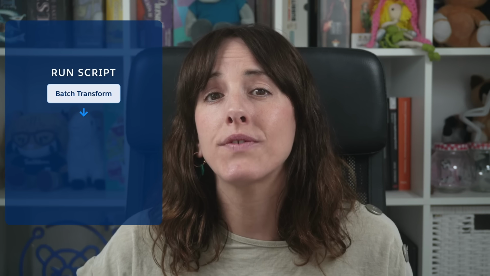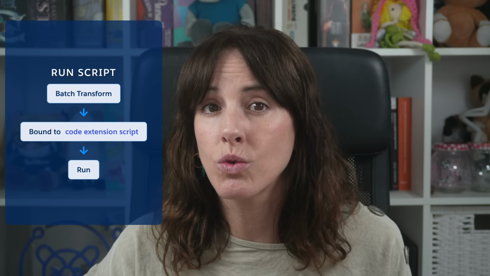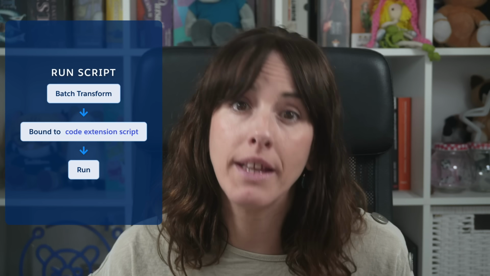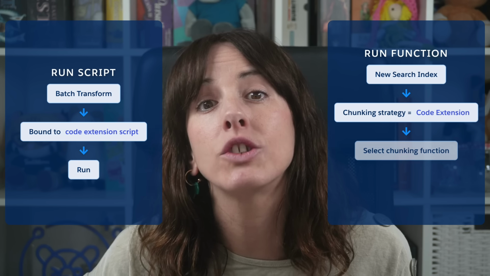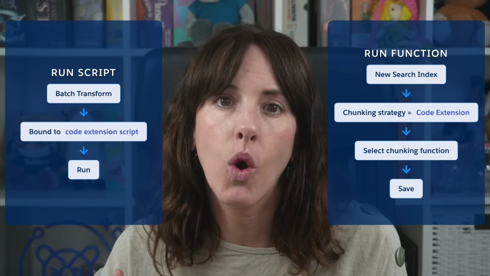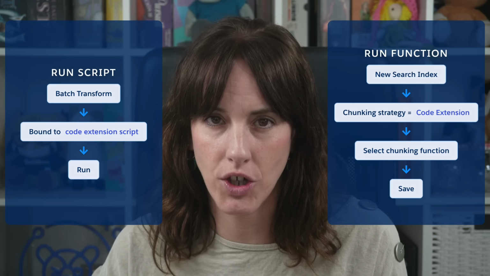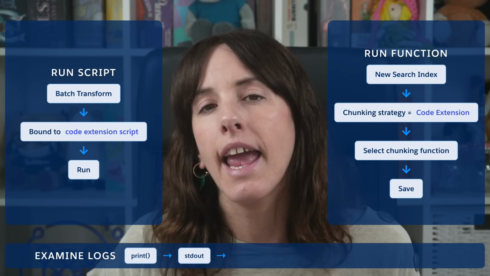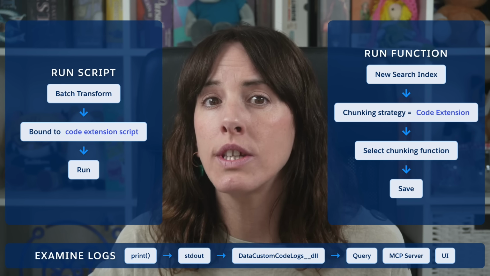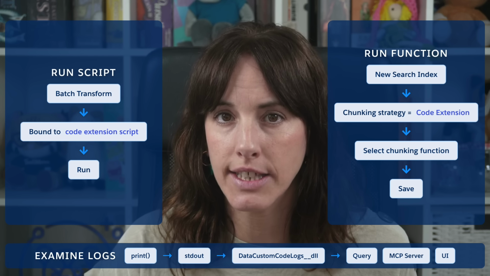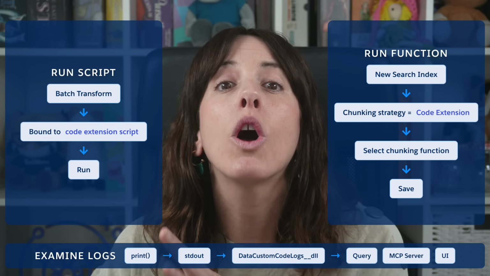To run a batch transform script in the org, you run the associated batch transform. For CLI deployments, the batch transform is created automatically, and for UI deployments, you need to do it manually. To run a chunking function, you create a search index, then select code extension as chunking strategy, and then select the desired chunking function. For debugging, in both cases, any standard output from your Python code, including plain print statements, is automatically captured and stored in the DataCustomCodeLogs DLO.